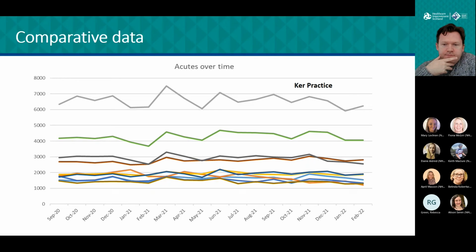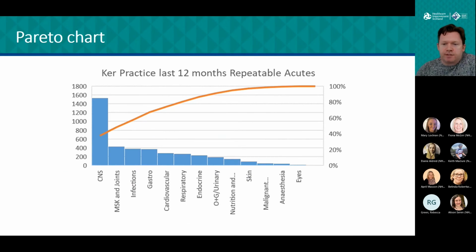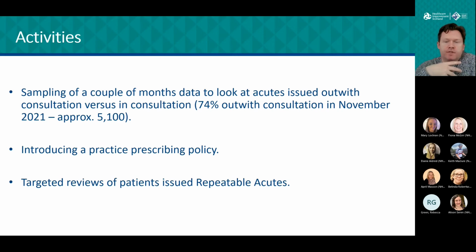So if we go on to the next slide, once again, they looked at doing a Pareto chart of their repeatable acutes, and they found that the BNF chapter central nervous system, CNS, was causing roughly 40% of their repeatable acutes workload. And with that feeling that because their acutes list was being extended and was almost unmanageable every day, they felt this would be the ideal first place to have a look at, to think about what they were doing. They dug a little bit deeper into that CNS and realized that it was mostly antidepressants and painkillers that were the ones that were being repeatedly issued to patients. So if we go on to the next slide, some of the activities that they undertook, they dug a little bit further into the data.